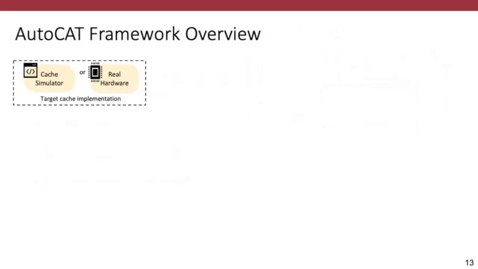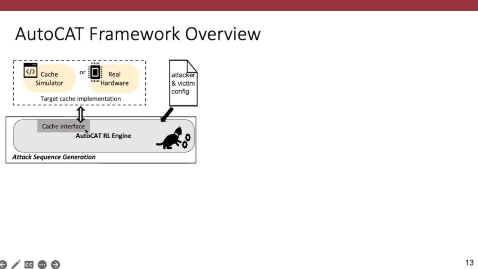Here is an overview of our framework. We have the target caching implementation. In this work, we have two versions. One is the caching simulator, where we build an interface between the cache and the RL agent. Another is a real hardware implementation, where we have an interface so that an RL agent can interface with a processor at runtime. And we also have the attacker and victim configuration, which defines the address space of the attacker and the address space of the victim, because there are different threat models in an attack, like whether they share memory space or not.